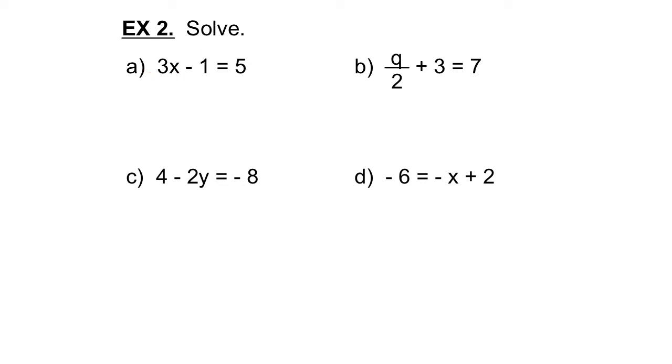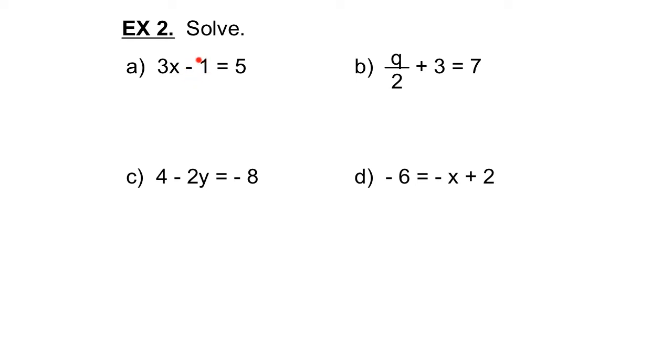So for this first example, 3x minus 1 equals 5. Well, I want to isolate x. I want x all by itself. So ultimately, I want x equals something. I don't want 3x equals something, so I need to get rid of that 3. But it's attached to the x. So I need to eliminate this term first, the minus 1.